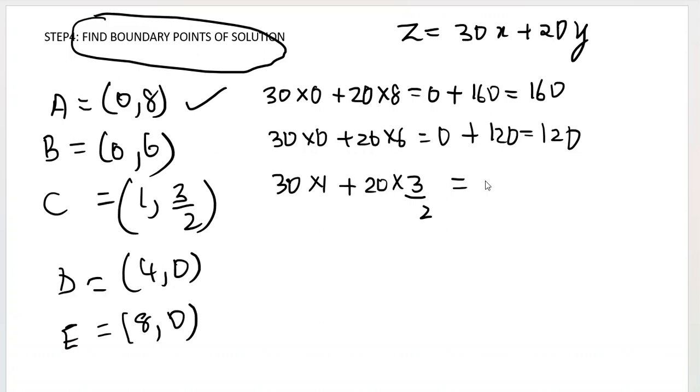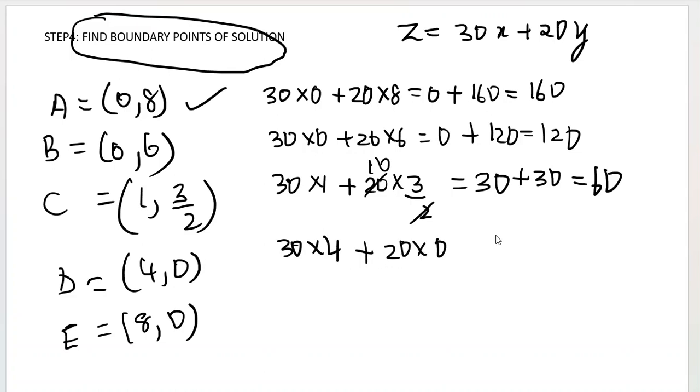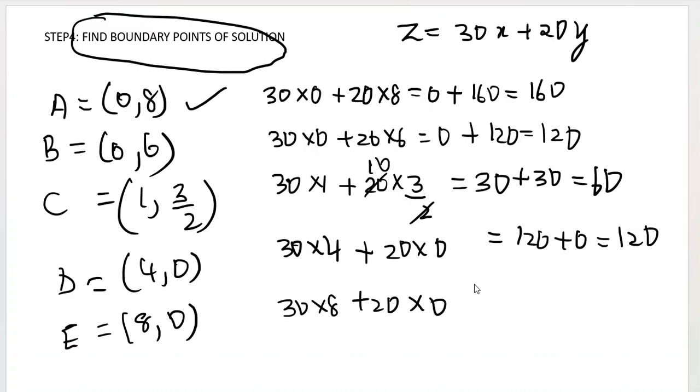Same thing I do here. 30 ones are 30, 2 tens are 20, 20 into 3 by 2 is 30. I get 60. Similarly, I test the value of z here, 30 into 4 plus 20 into 0. I get 120 plus 0, which is 120. Similarly, I do 30 into 8 plus 20 into 0. I get 240 plus 0, which is 240.